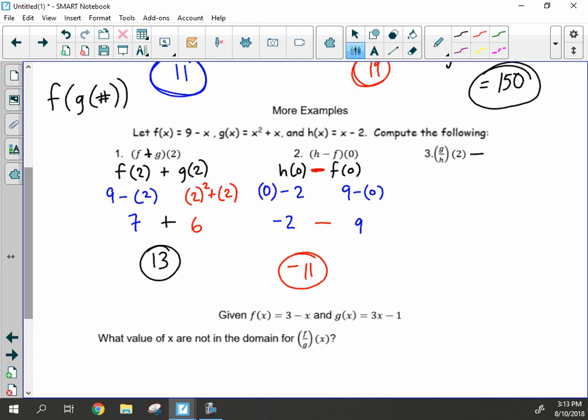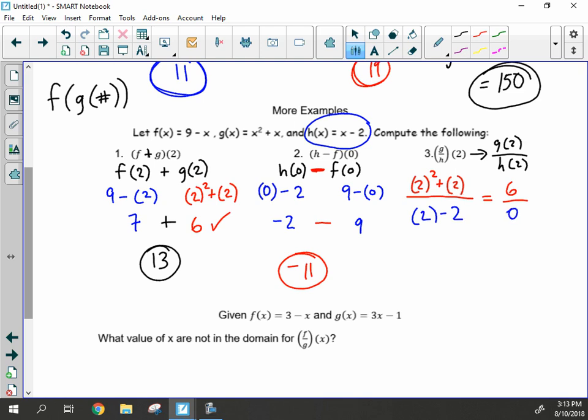Now the next problem says g of 2 divided by h of 2. So really, remember, this means g of 2 over h of 2. So I'm going to bring it over here. The g problem is parentheses squared plus parentheses, and then we put in the 2, which we know the top is going to be 6. Very good, that over here. The h problem is right here. It says x minus 2, and we still put in the 2. So we get this issue here where we get 0.